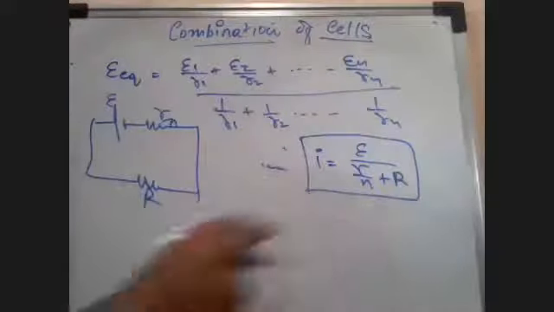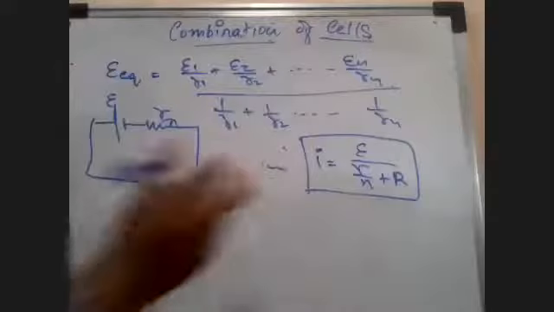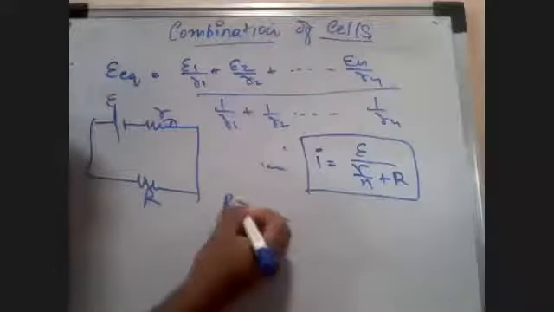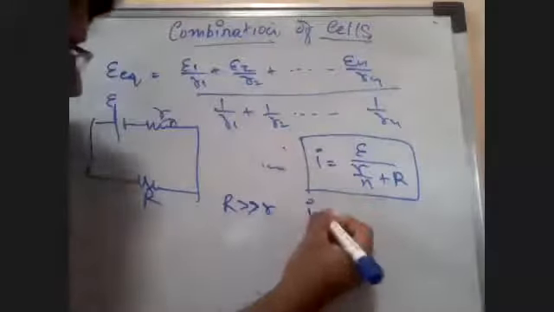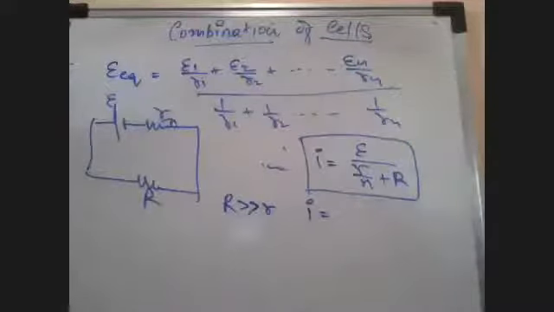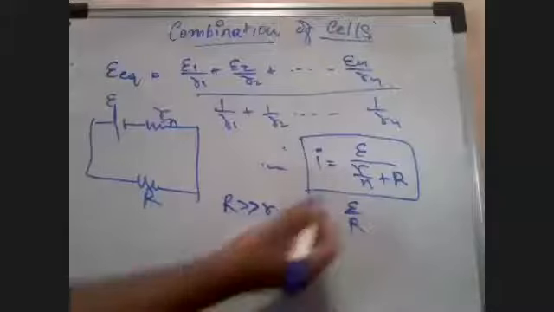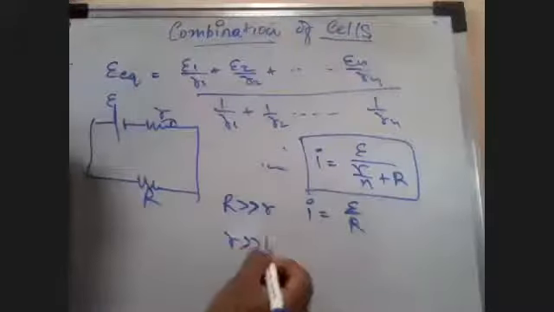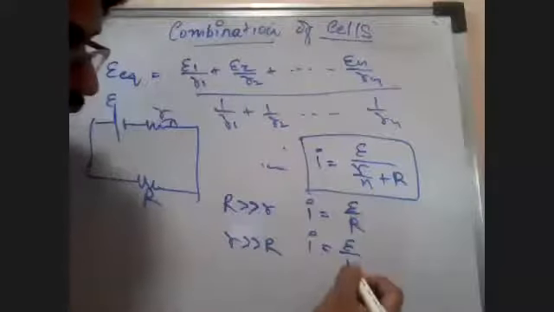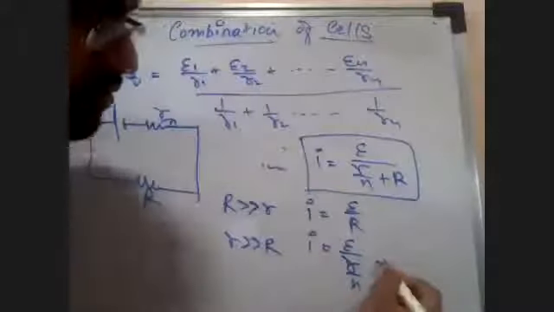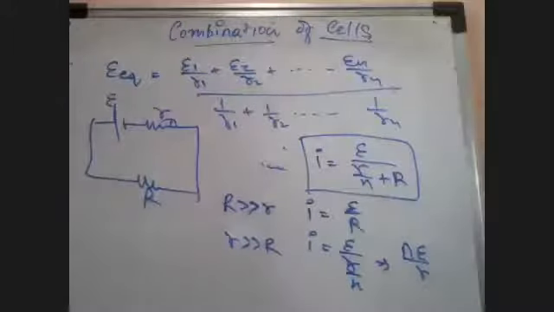If you can see this general expression, just like the previous derivation, if capital R is greater than the internal resistance small r, can I say what I is going to be? Simply epsilon upon capital R, small r is neglected. And if small r is greater than capital R, what will it be? It will be I equals epsilon upon R by N. But if you write it solving, you will get N epsilon by R.